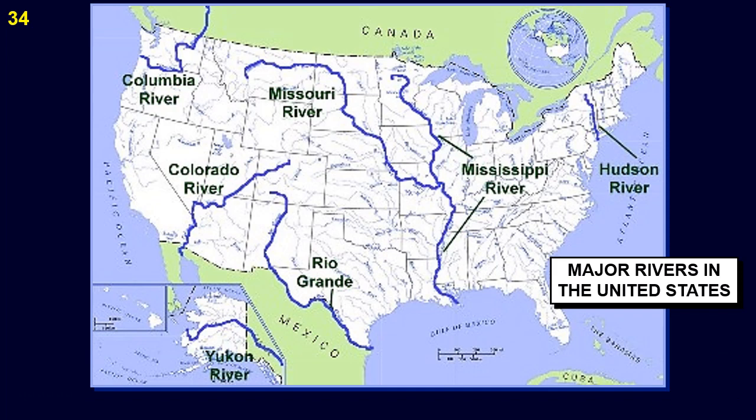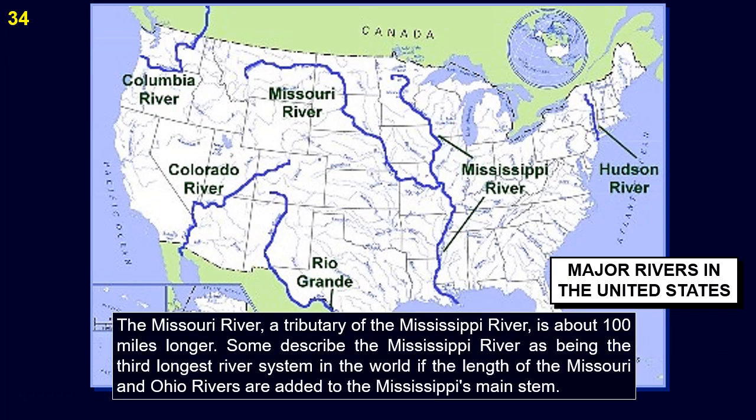The Missouri River, a tributary of the Mississippi River, is about 100 miles longer. Some describe the Mississippi River as being the third longest river system in the world if the length of the Missouri and Ohio rivers are added to the Mississippi's main stem.